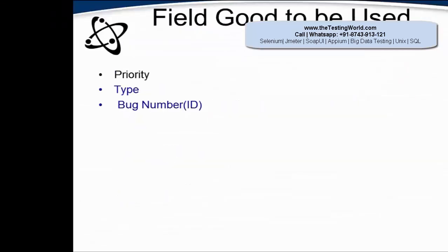Few more fields which we can add while designing the test cases. As of now, I have shown you only standard format which most of the companies are using, but few fields which I found could be very effective while writing the test cases are, these are not mandatory field, but if you use that, it will bring effectiveness in your test cases. So one is priority, type, and bug ID.